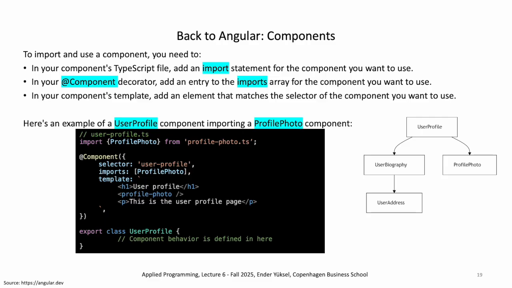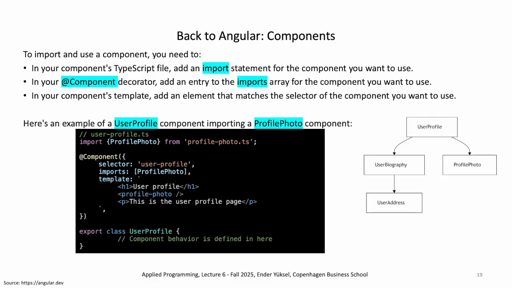Inside component we have the configuration properties. The first one we see is the selector. This defines the HTML tag name for this component. In this case, user-profile. The next configuration property is imports. This tells Angular this component needs to use the profile photo component, so make it available in my template. The next one is the template configuration property. This is the HTML structure that will be rendered when you use the user profile component.